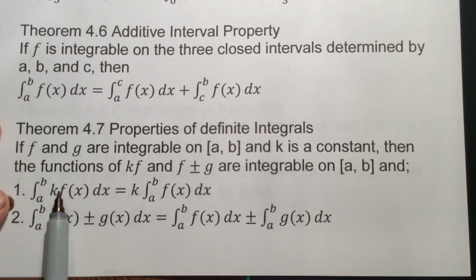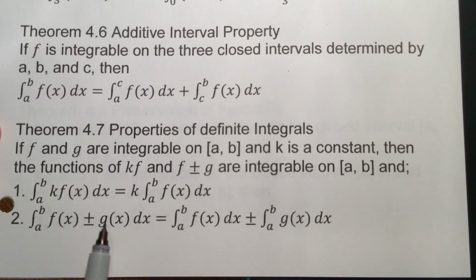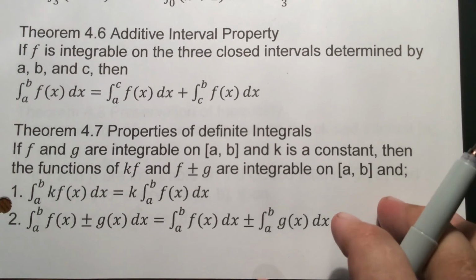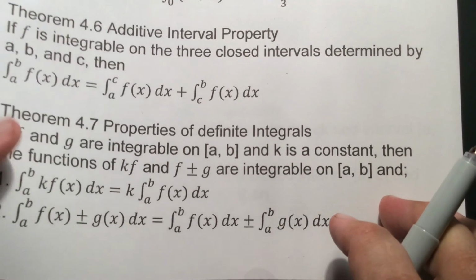Now, when you're doing this, if there is a constant number, just like when we were doing sums, we could pull that out front, do the integral, and then times it in the end. If we have a couple functions that are being added or subtracted, you can find the integral of each one and then put them together. Again, a lot like what we did with the sums before.